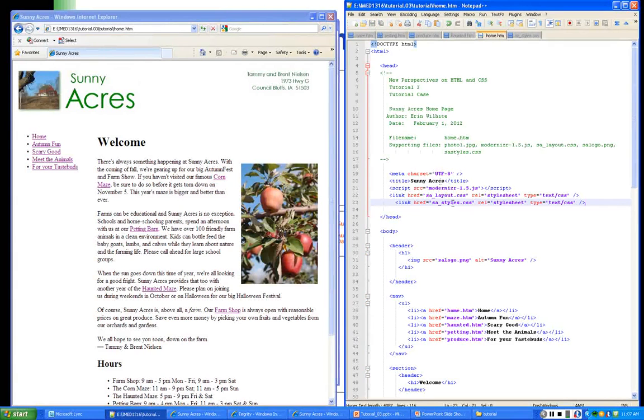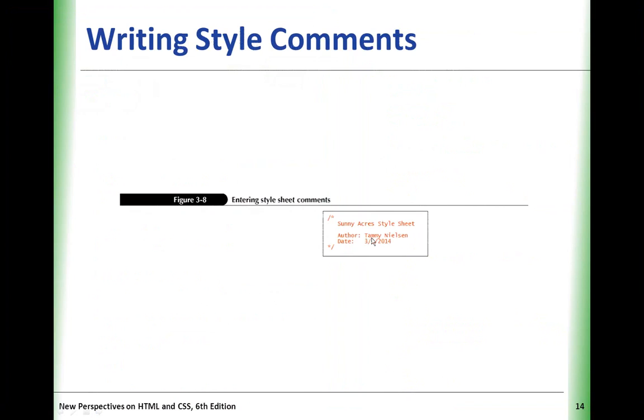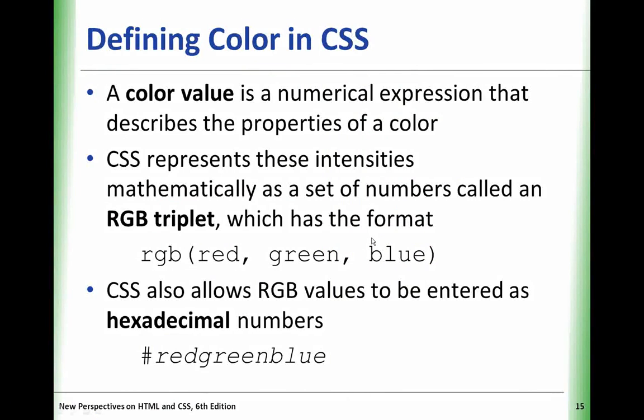and save it. Now we're going to talk about color in CSS. Color values are numerical expressions that describe the properties of a color. CSS uses RGB triplets to represent the intensities mathematically of colors. RGB means red, green, blue.